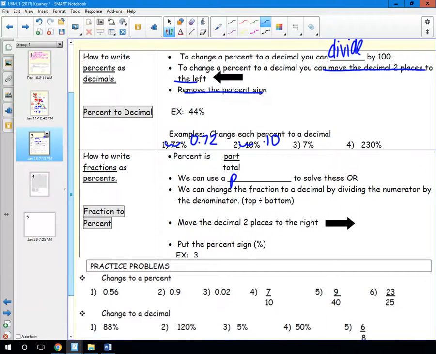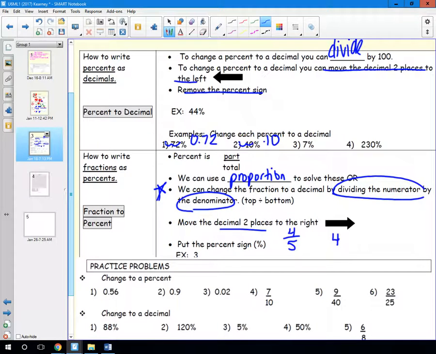One is we can use a proportion to solve. Or what I think is even easier is we can change the fraction to decimal by dividing the numerator by the denominator and then move the decimal 2 places to the right. So for example, if I have 4/5, and that's your first example down here, I want to go to a percent. Okay, so the first thing that I need to do is I need to go from this fraction to a decimal. And then I can go from a decimal to a percent.